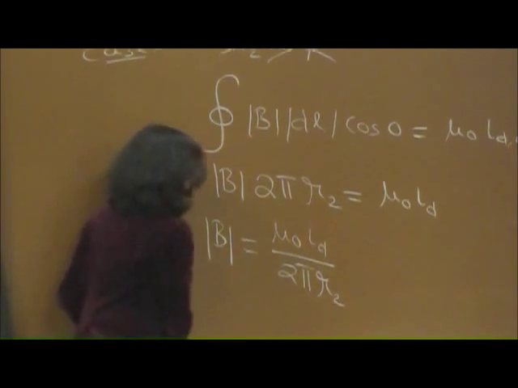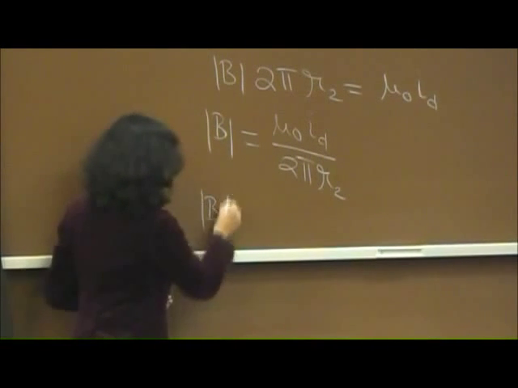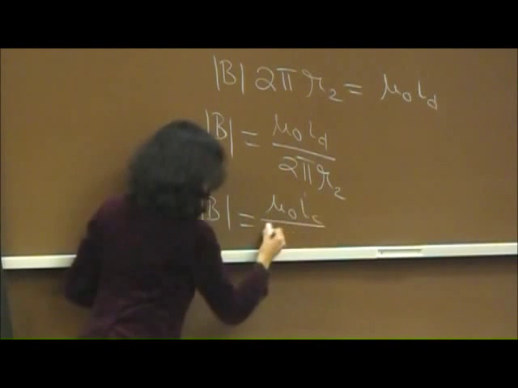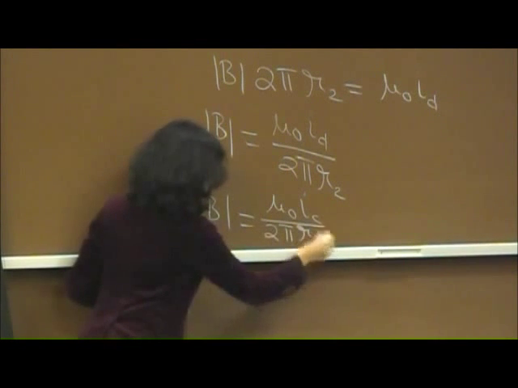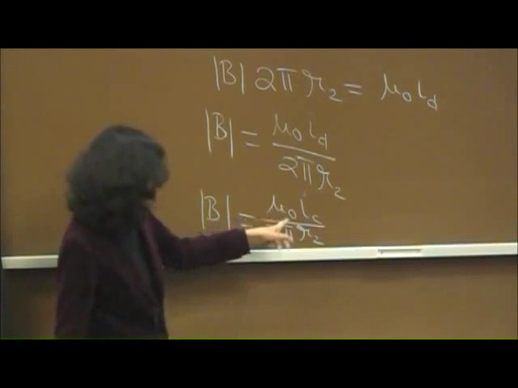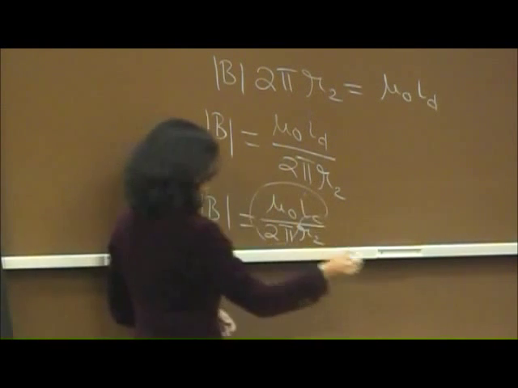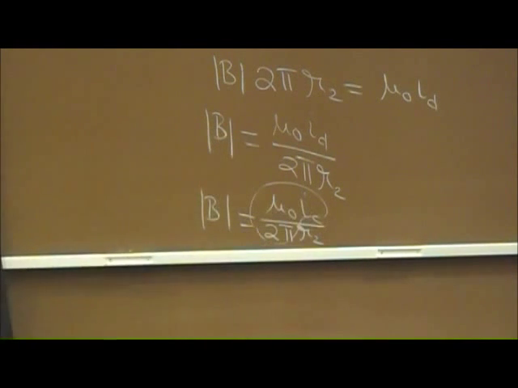ID is always equal to IC in magnitude. So the thing is, B is equal to mu 0 I C divided by 2 pi R2. In this case, do you see that all of this is constant, for example? Then do you see that B is proportional to 1 over R2?